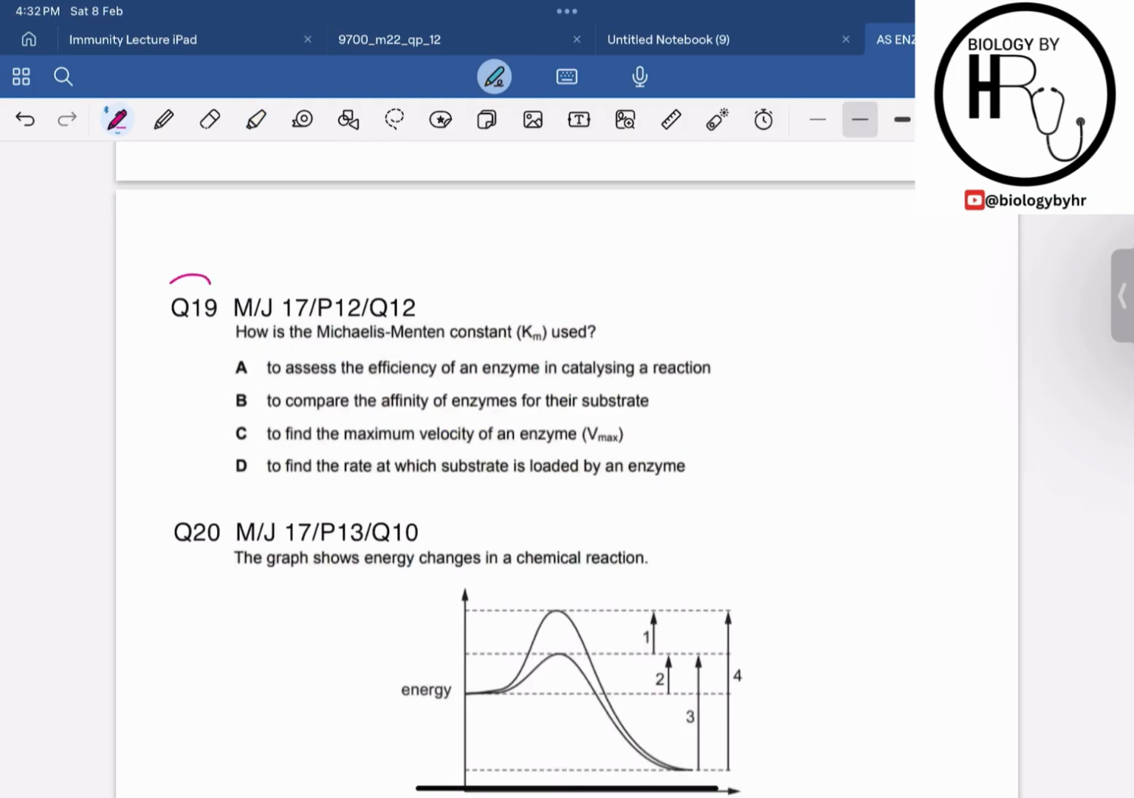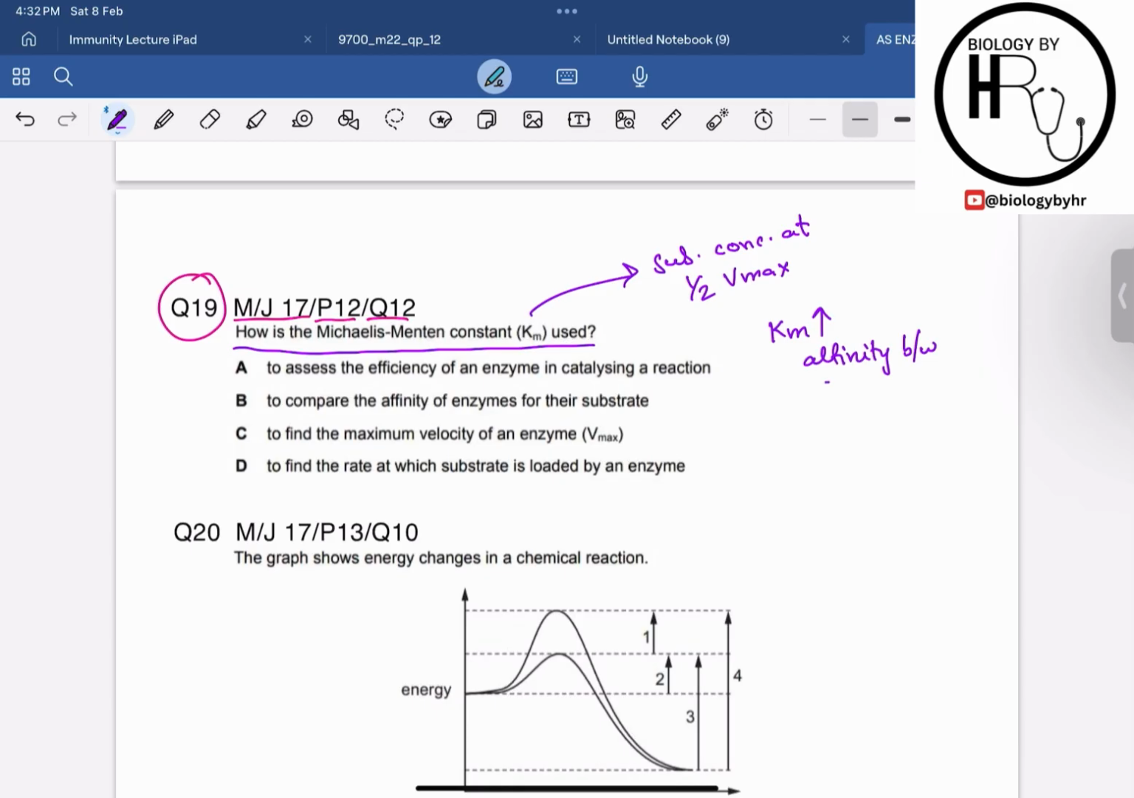Alright, so question 19 over here is from May-June 2017, paper 1, question 12. It says, how is the Michaelis-Menten constant Km used? We know that Km is the substrate concentration at half Vmax, right? And we know that if the Km is high, the affinity between the enzyme and the substrate is low, and vice versa, if the Km is low, then the affinity between the enzyme and the substrate is high, right? Now they are saying, how is the Michaelis-Menten constant used?